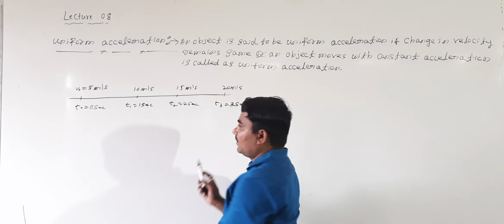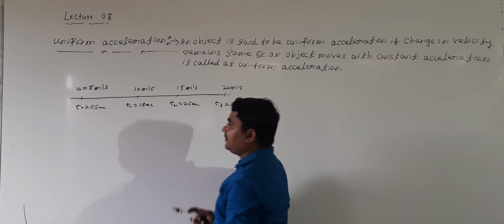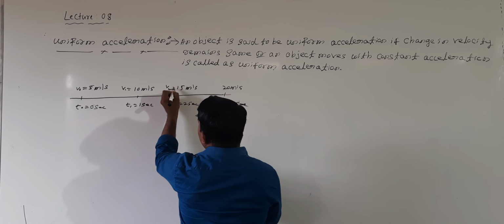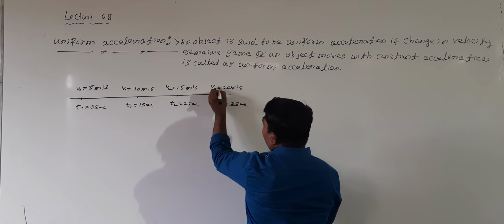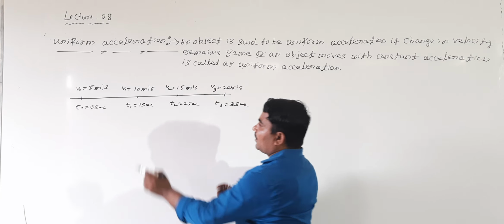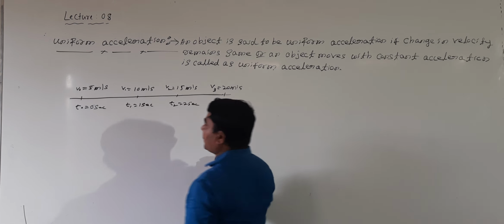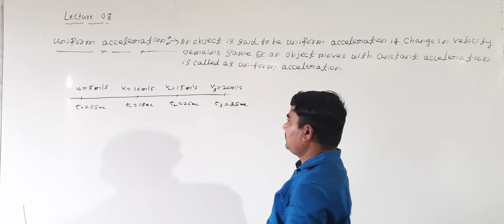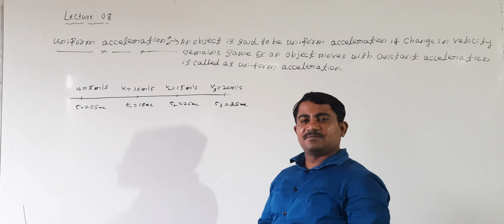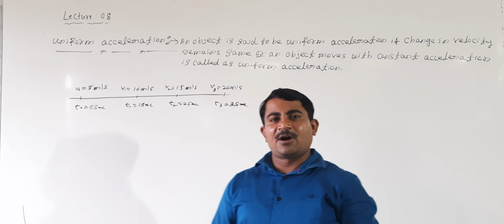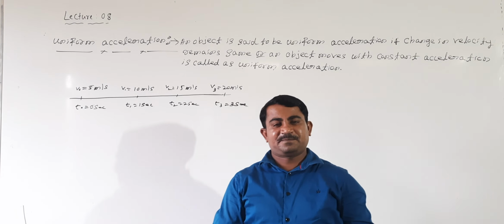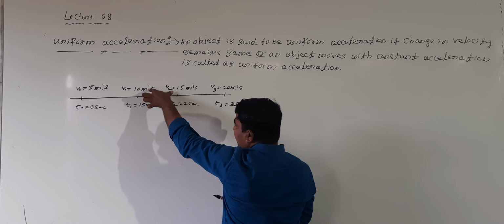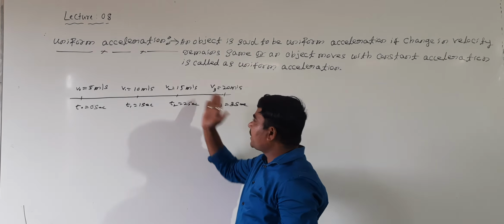Change in velocity means final velocity minus initial velocity. I will call these values v1, v2, and this value v3. Final minus initial: 10 minus 5 is 5. 15 minus 10, again 5. 20 minus 15, again 5. At every point acceleration remains the same, or the change in velocity remains the same. In every interval the change in velocity is 5 meter per second.